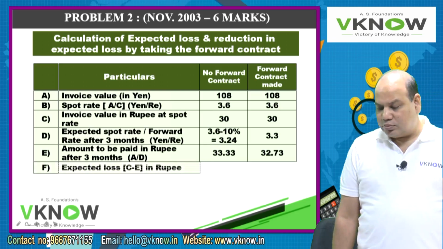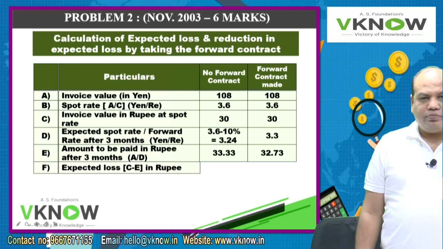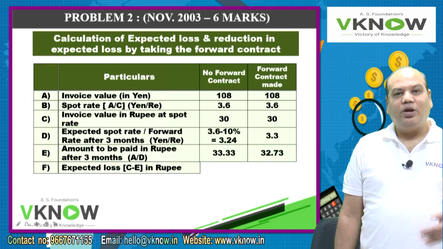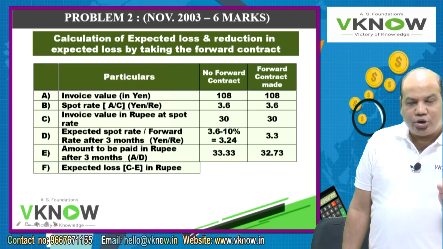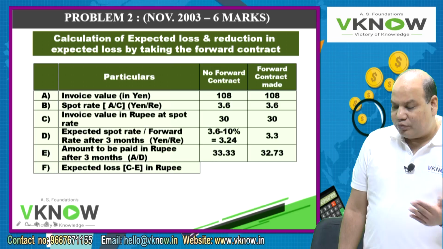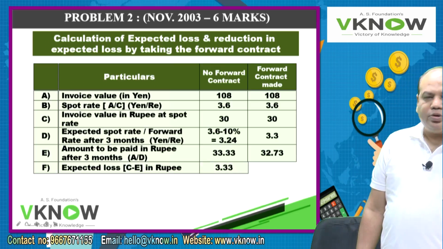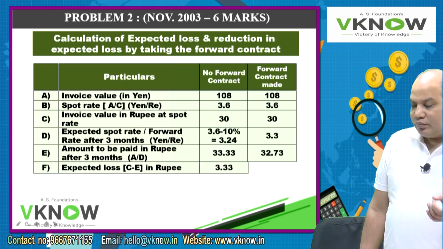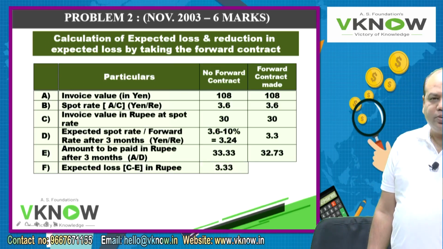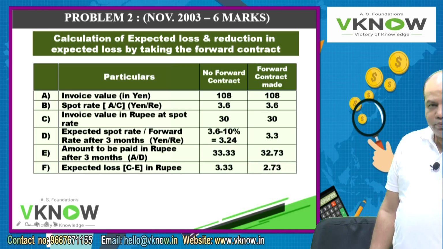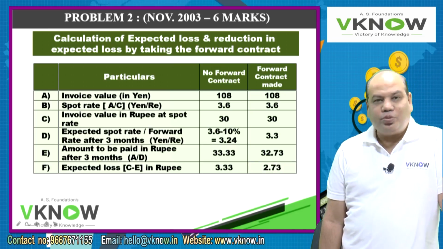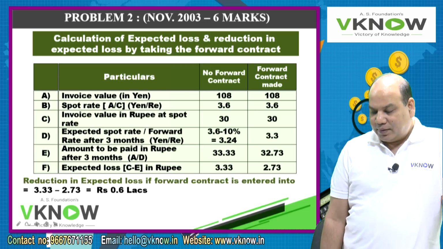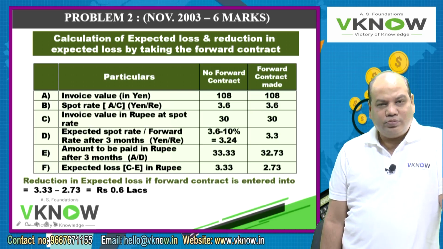So now what we'll do, we'll calculate the expected loss, what we were supposed to pay and what we ended up paying. So we were supposed to pay 30 lakh, but due to change in the exchange rate, we will end up paying 33.33 lakh if we don't hedge. So therefore the expected loss could be 3.33 lakhs if you don't hedge, and if you hedge, your expected loss will be 2.73 lakhs.